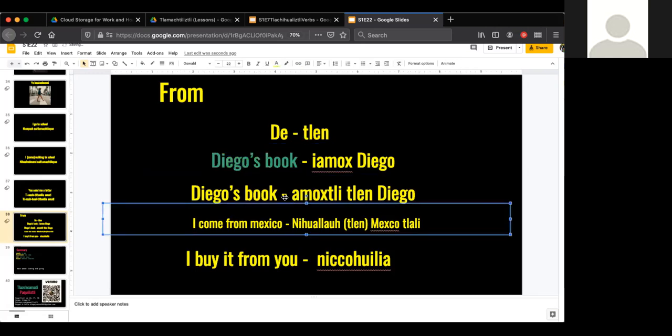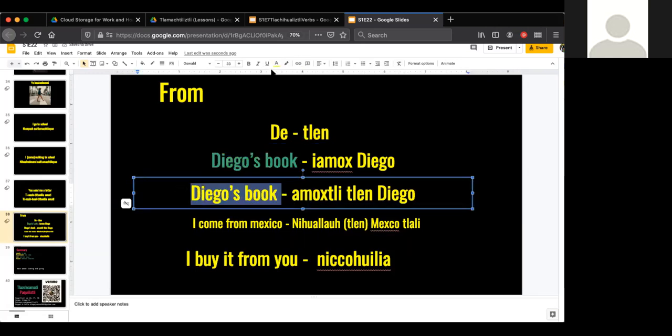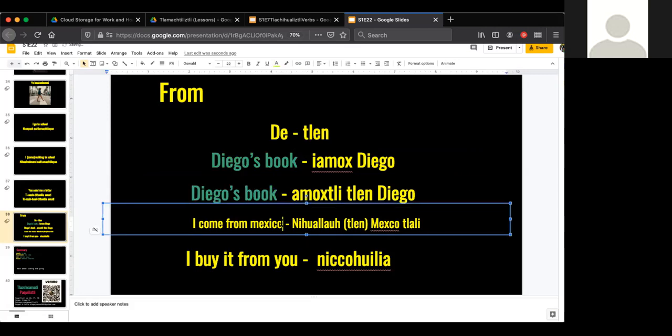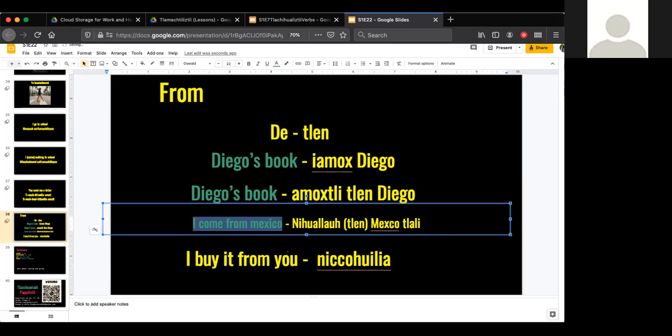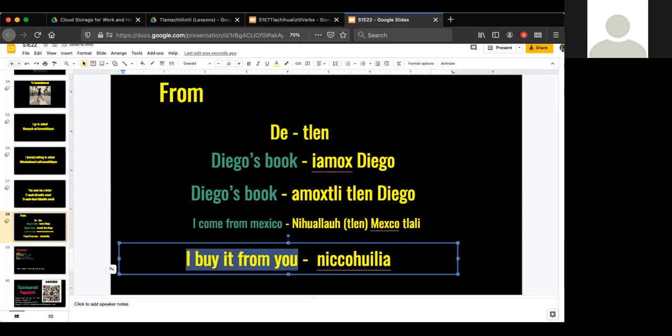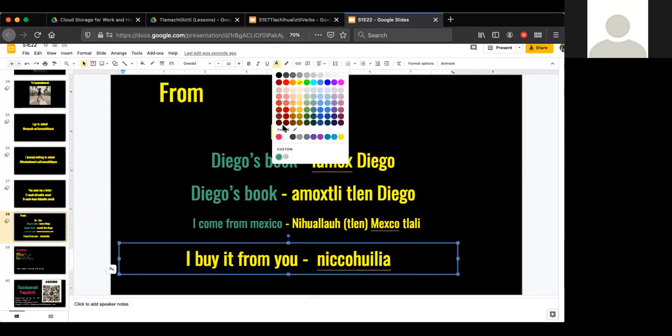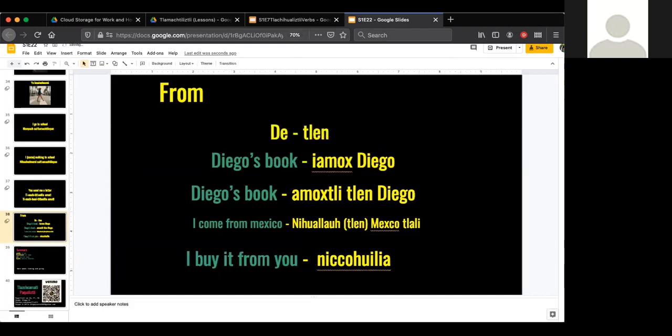If you wanted to say, I'm quoting from Diego's book, does it matter if you change the order and say Diego Amos, Diego Tlenamochtli? Does that mean from Diego's book? In other words, if you change the order of the sentence. From Diego's book, I would say it as Tlen y Amos Diego. Yes. Okay. Tlen y Amos Diego.